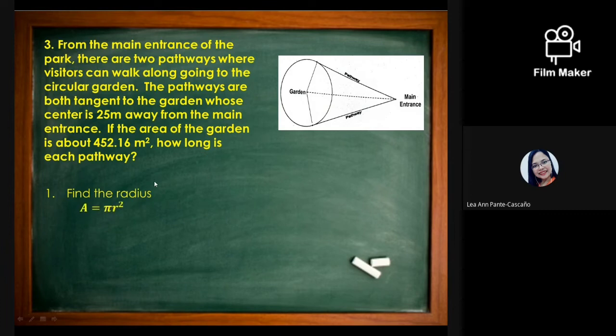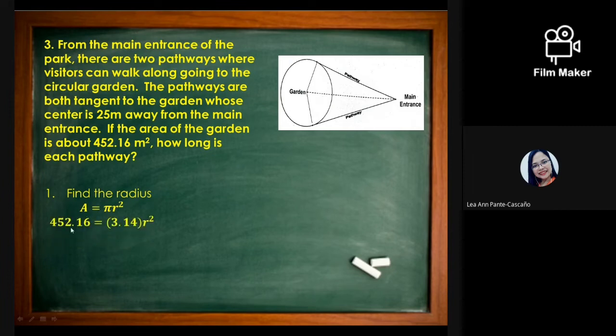Let's go back sa ating given. Ang meron kasi tayo is the area of the garden. So ang area daw ng ating garden is 452.16 meters squared. So ibig sabihin po, ang ating area of a circle is given. Kaya nga lang, wala tayong measure ng radius. So gagamitin natin itong formula na to.